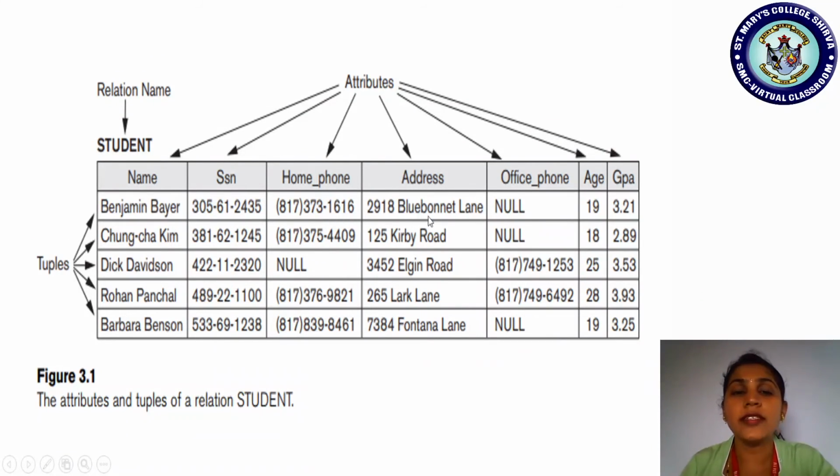So it considers the first record. It checks whether GPA is greater than 2.5. Yes. Then it goes for the next tuple. It checks whether 2.89 is greater than 2.5. Yes, this record will also be selected. Then the next record, 3.53, is above 2.5. Yes, this is also selected. Again, it checks the condition for the fourth tuple. Yes, 3.93 is also greater than 2.5. Then the fifth record: yes, 3.25 is greater than 2.5. So all these tuples are valid to display.